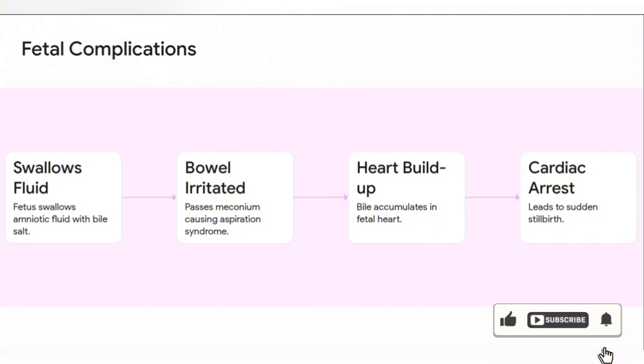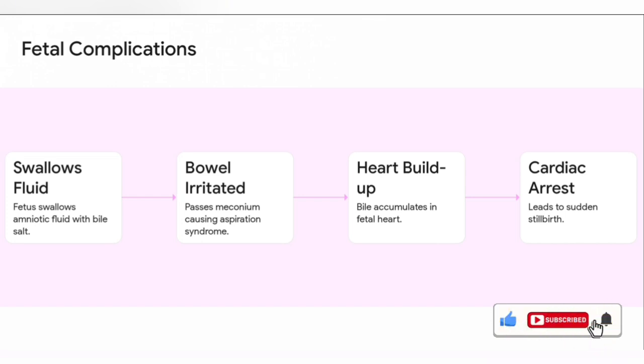Now, while the mother is extremely uncomfortable, the real true danger of ICP is actually to the fetus. Let's trace the pathophysiology of these fetal complications. The maternal bile acids cross the placenta and reach the amniotic fluid. The fetus naturally swallows this amniotic fluid laden with toxic bile salts. From here, 2 very dangerous pathways open up.